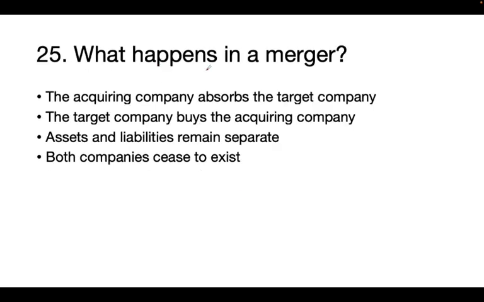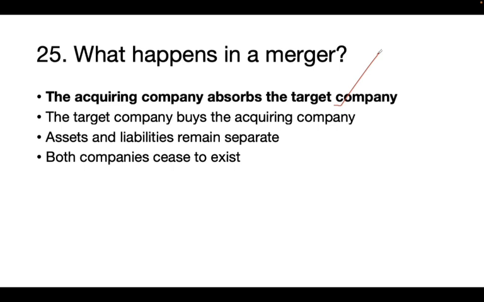Next question. What happens in a merger? Options are the acquiring company absorbs the target company. The target company buys the acquiring company. Assets and liabilities remain separate. Both companies cease to exist. The correct answer is acquiring company absorbs the target company.